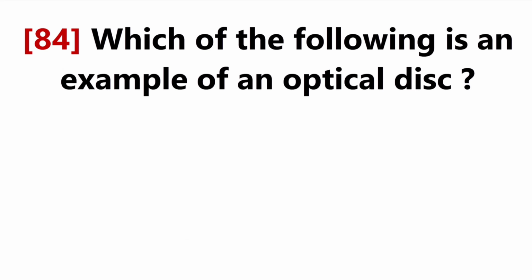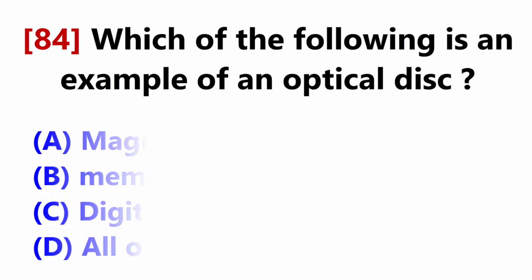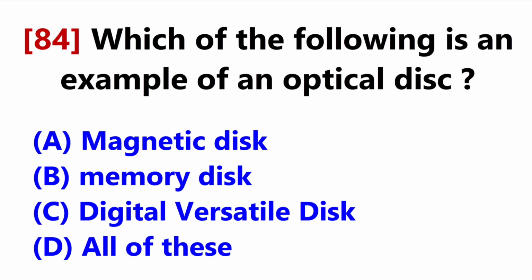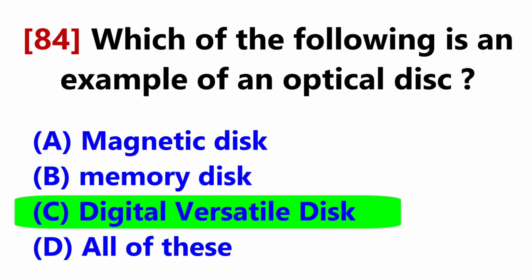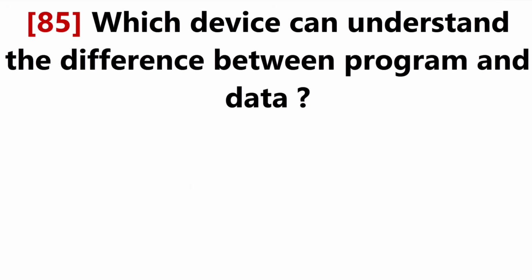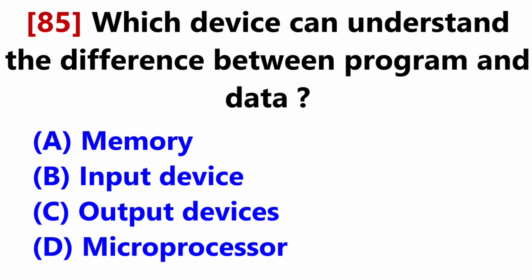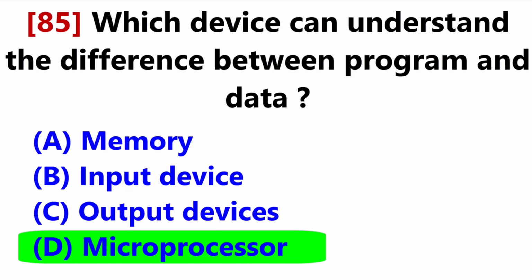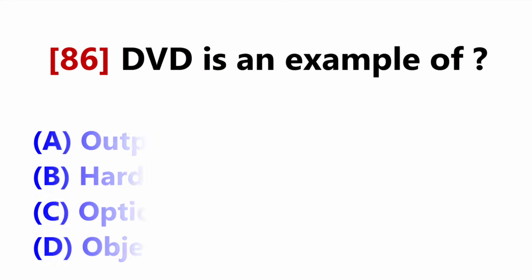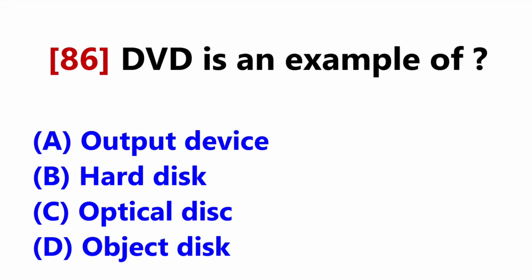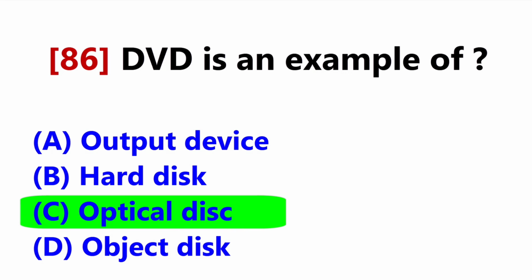Which of the following is an example of an optical disc? Answer option C, digital versatile disc. Which device can understand the difference between program and data? Answer option D, microprocessor. DVD is an example of? Answer option C, optical disc.